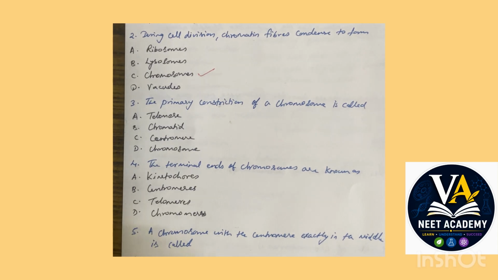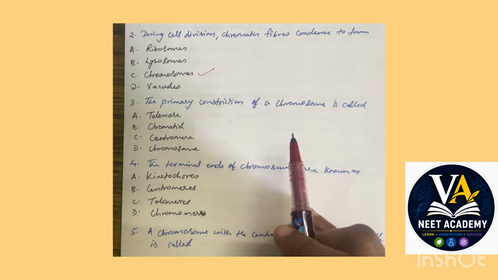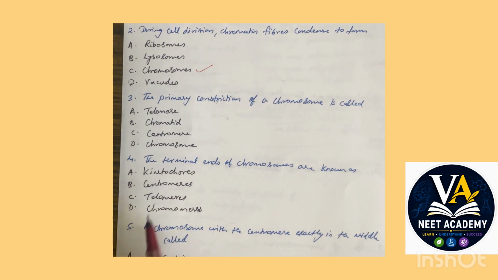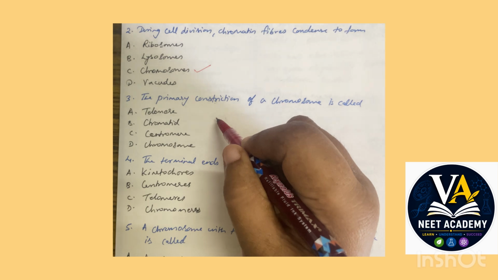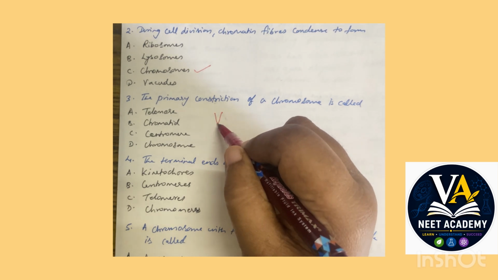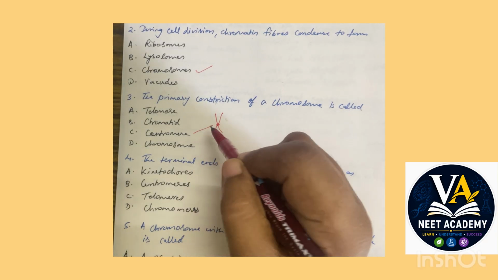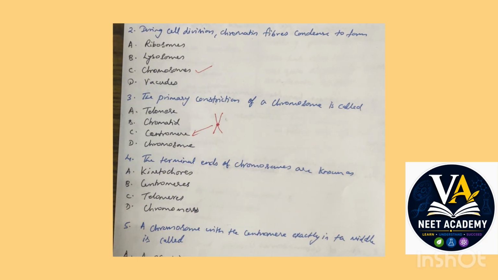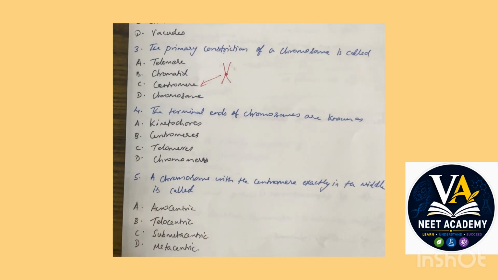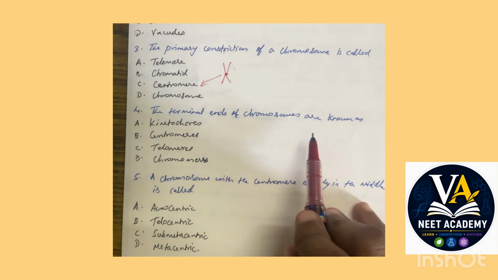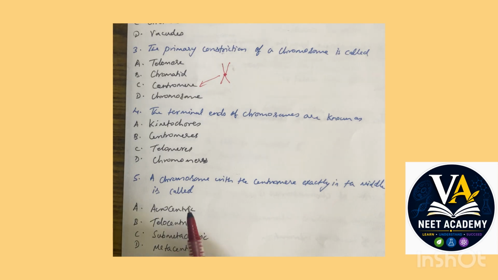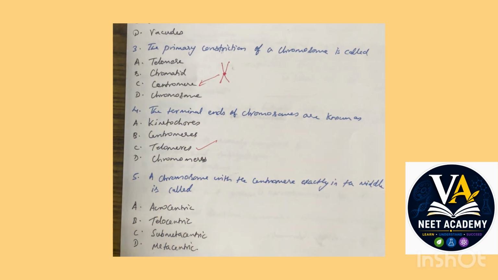Next question. The primary constriction of a chromosome is called telomere, chromatid, centromere or chromosome. Remember what the primary constriction is called, this portion? It's called centromere. Okay, the terminal ends of the chromosomes are known as kinetochores, centromeres, telomeres or chromomeres. What is it called? It's called telomeres.